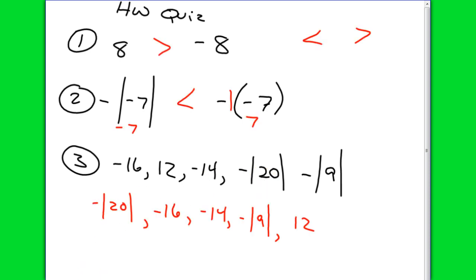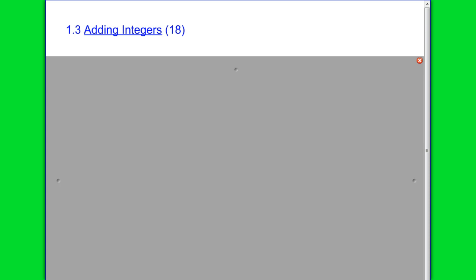And so there we go. There are the beautiful answers to these questions, right? And now we're ready for lesson 1.3. Today we're going to answer the question, can you add integers? And this begins on page 18.